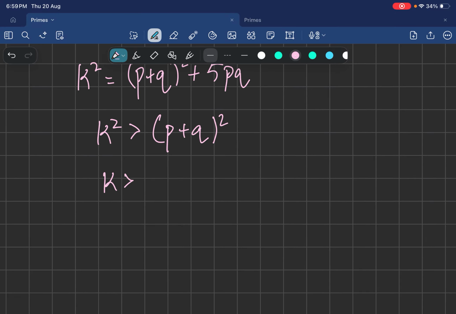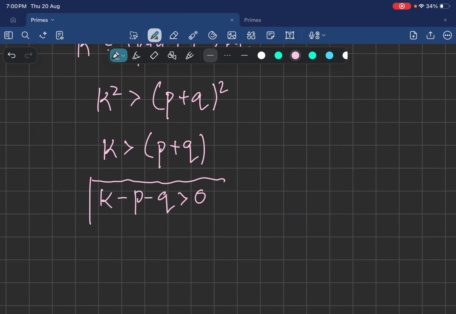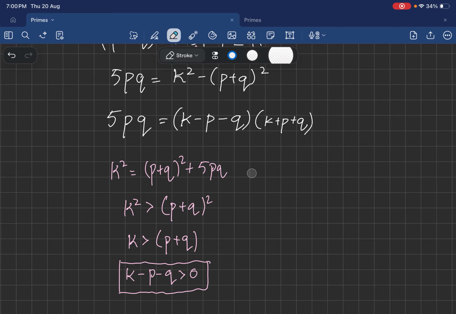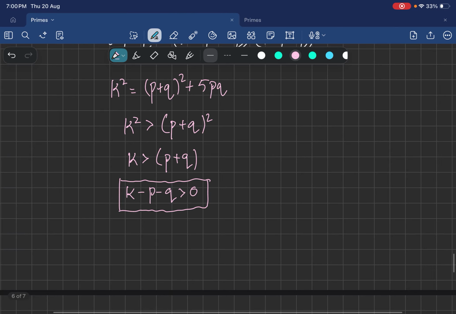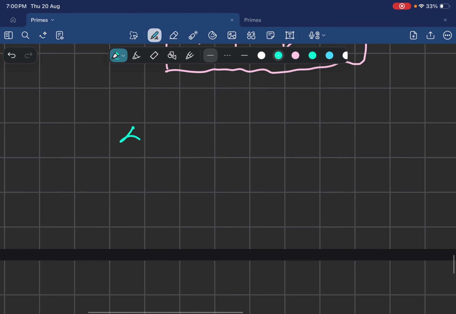From here we can take a square root, and it will give us k is greater than p plus q. From here we can bring it on the other side, k minus p minus q is greater than 0. So the smaller factor k minus p minus q is greater than 0, then definitely the bigger factor will always be greater than 0 as well. And we proved that both factors are greater than 0. So let's name them a and b.